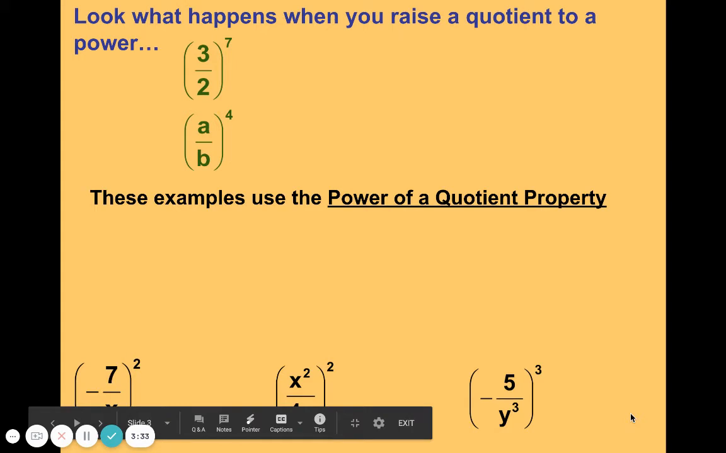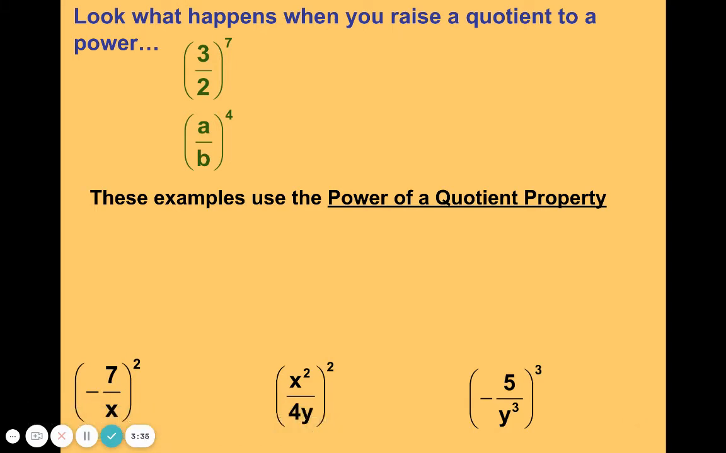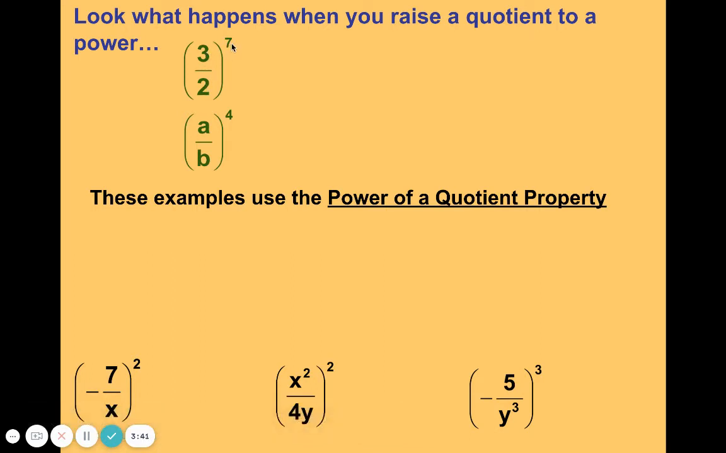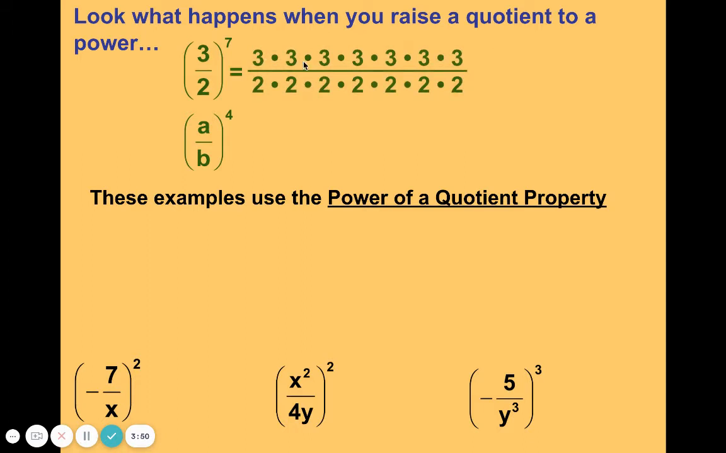All right, look what happens when you raise a quotient to a power. 3 divided by 2 is a quotient. 7 is the power. A over B is the quotient. 4 is the power. That means I have 7 3 over 2's. 7 of them. I can't cancel anything out because these are different numbers. So it's 3 to the 7th over 2 to the 7th.